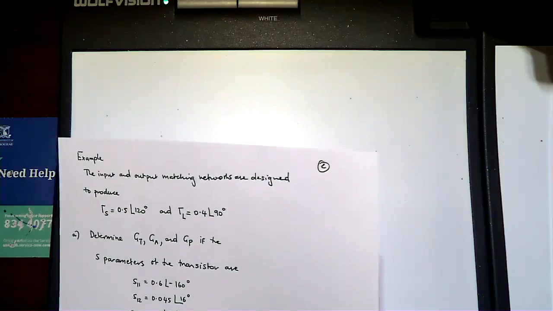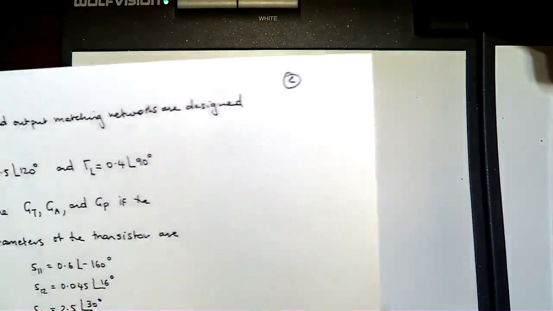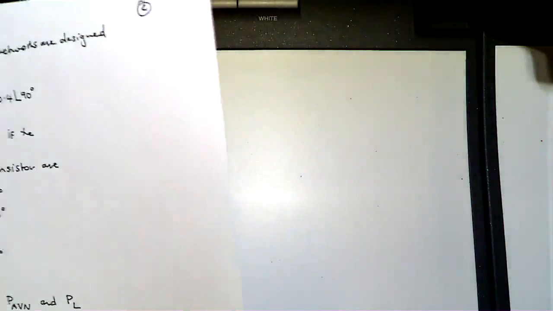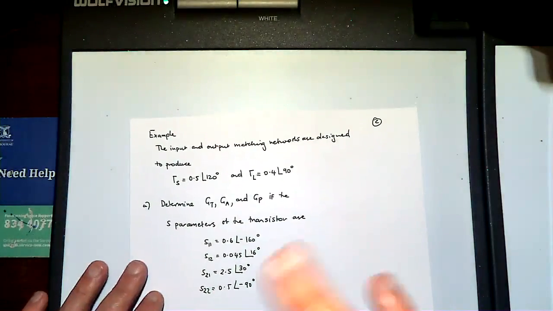Now, if I've got these scattering parameters, let's go through an example. Oh, I've mixed up my slides. All right, maybe, no, it's fine.